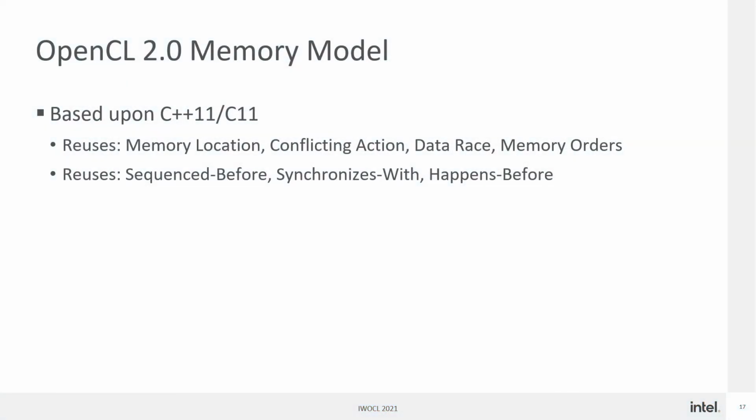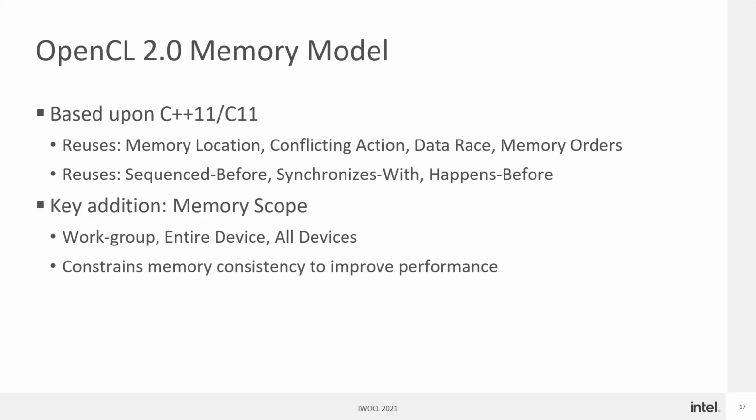The OpenCL 2.0 memory model is based heavily upon the C++11 memory model, or the C11 memory model, because OpenCL is a C-based language. It reuses many of the same concepts like a memory location, or a conflicting action, or a data race, or the concepts of memory orders. It also reuses many of the relations like sequenced before, synchronizes with, and happens before.